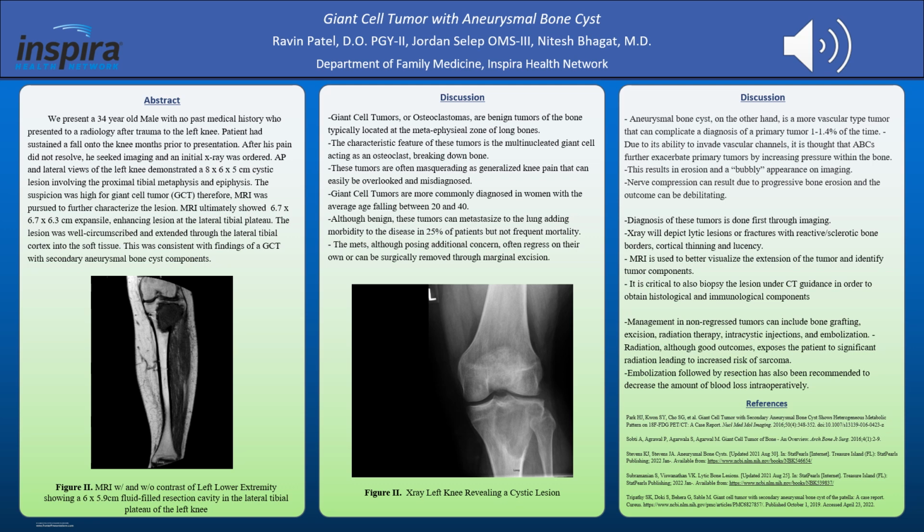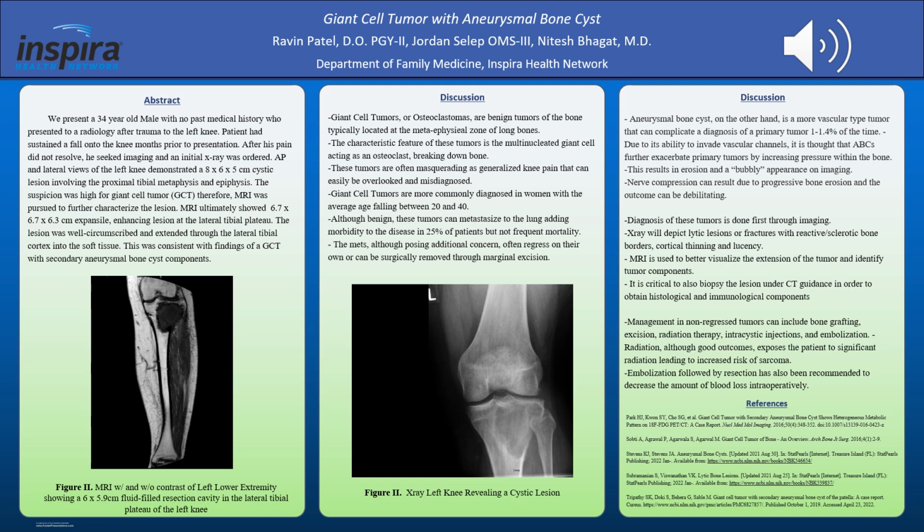So, in general, giant cell tumors or osteoclastomas are benign tumors of the bone, typically located at the metaphyseal zone of the long bones, and giant cell tumors are commonly diagnosed in women, actually, of average age 20 to 40. Although they're benign, these tumors can metastasize to the lung, adding morbidity to the disease in 25% of patients, but frequently not mortality. So this patient did undergo CT scans of the chest, which were often negative.